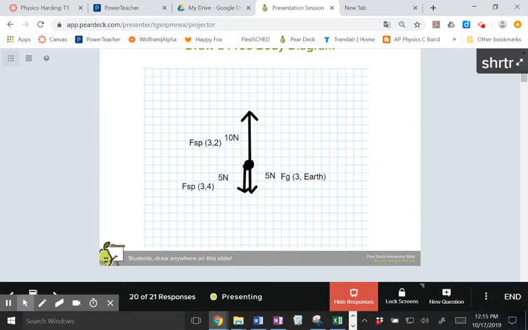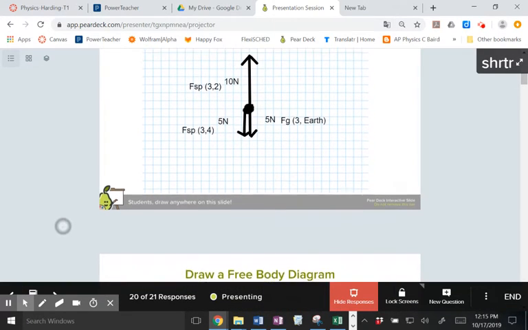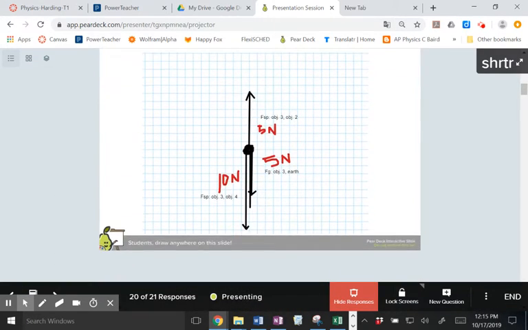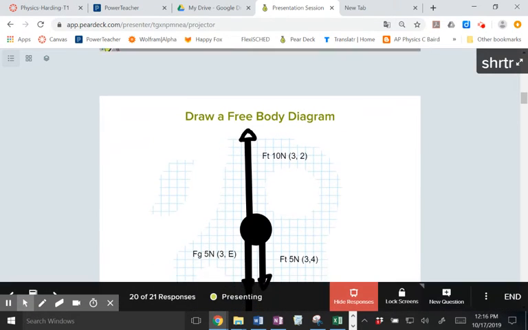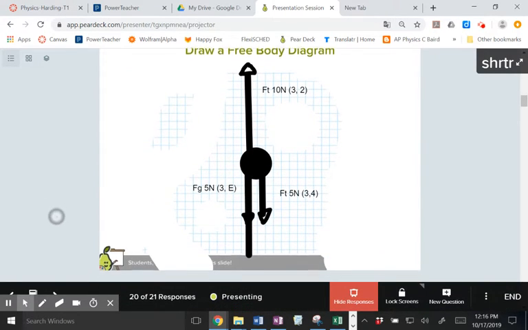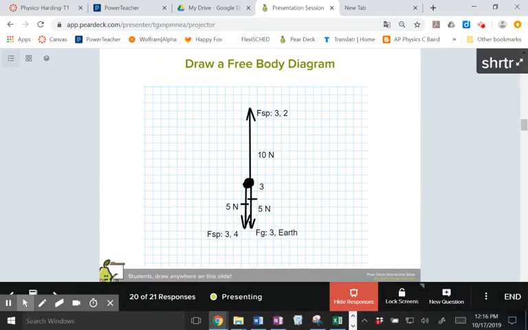So we got 10 newtons up, 5 newtons down, 5 newtons down. So the 10 newtons up is 3,2. Downwards, we got 3,4 and 3,earth. 5 up, 5 down. So 5 up, object 3, object 2. 5 down, object 3, earth. 10 down, object 3, object 4. So when you look at those values, my friend that's still working on this, make sure that in the end you end up with a number 3 that is CVPM: 10 newtons up, 5 newtons down, 5 newtons down.